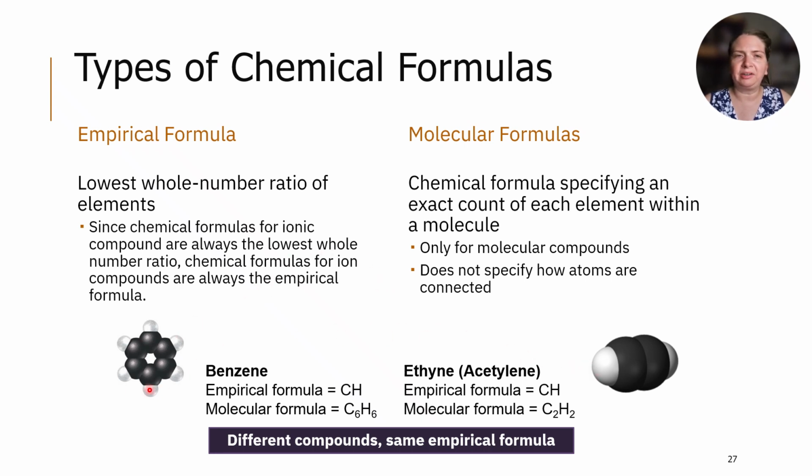Consider these two molecular compounds, benzene, C6H6, and acetylene, C2H2. For benzene, both subscripts are divisible by 6. C6H6 divided by 6 gives us an empirical formula of CH. For acetylene, both subscripts are divisible by 2. C2H2 divided by 2 is equal to CH. The empirical formula for acetylene is also CH. Both compounds have the same empirical formula, even though they are different compounds.